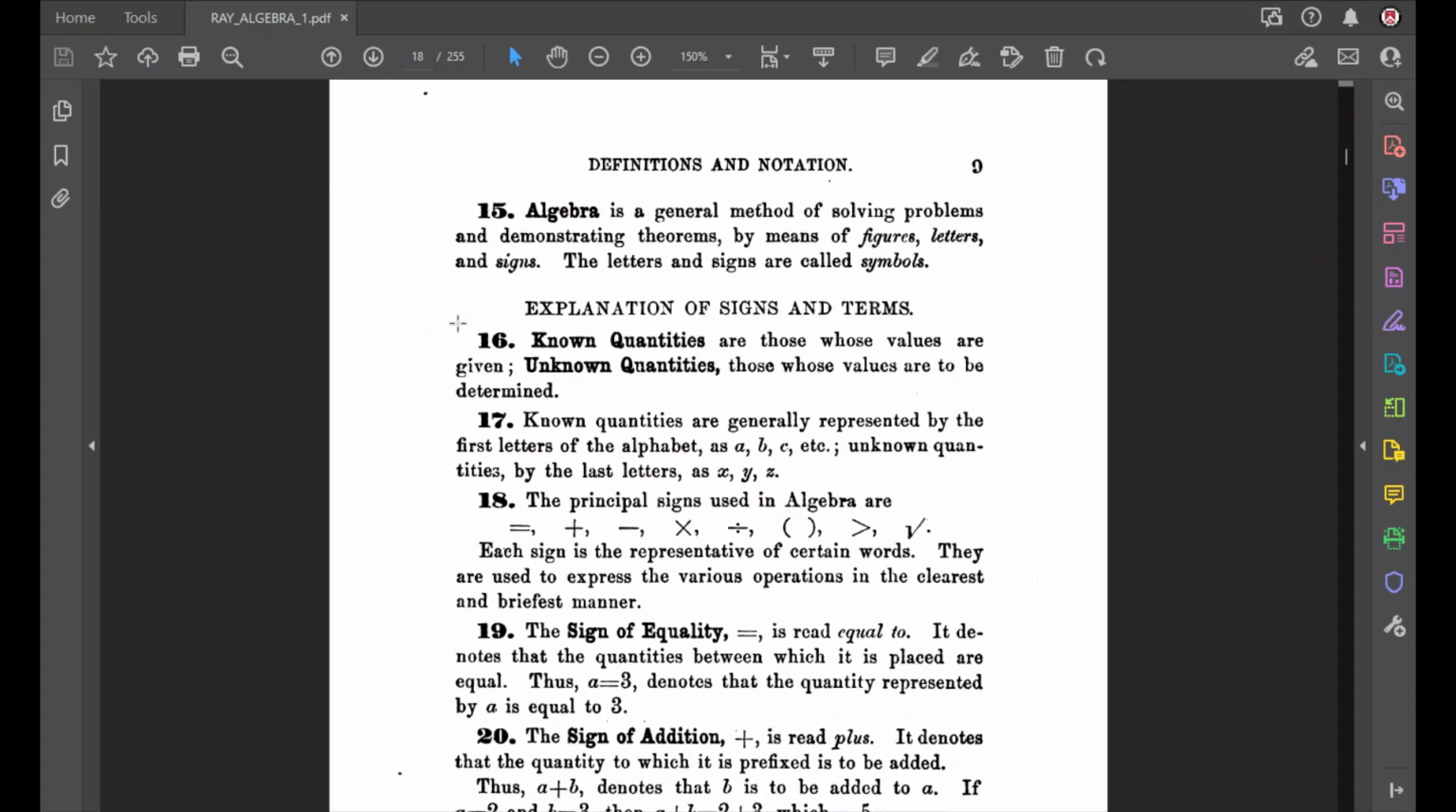That brings us to Article 15, which is a definition of algebra. Algebra is a general method of solving problems and demonstrating theorems by means of figures, letters, and signs. That's articles 1 to 15. That's what we covered in lesson 1 of Algebra 1.